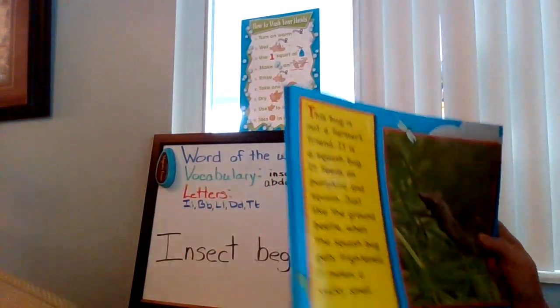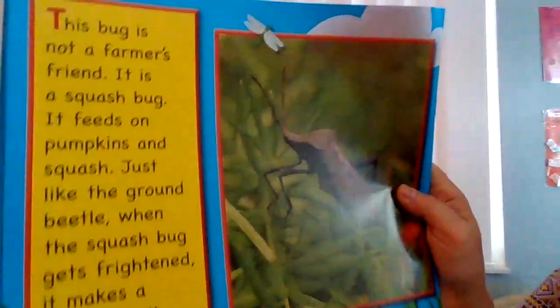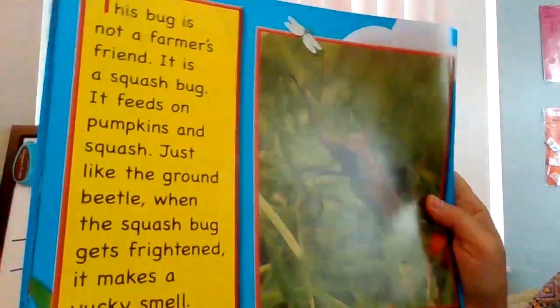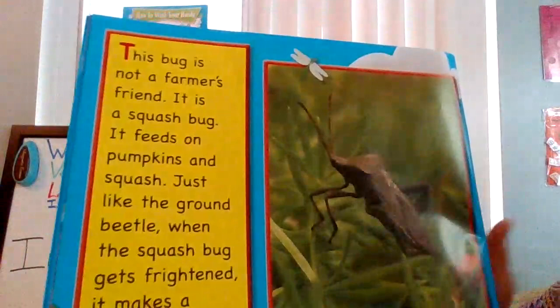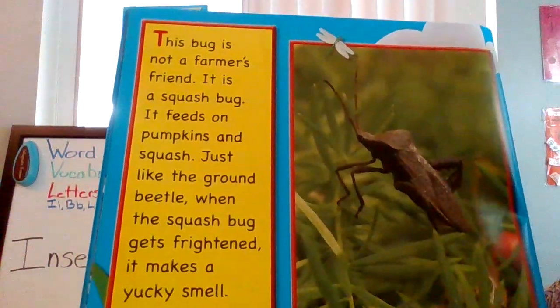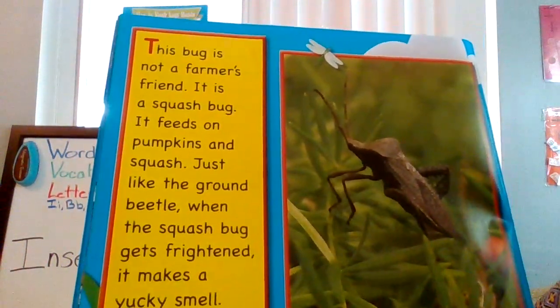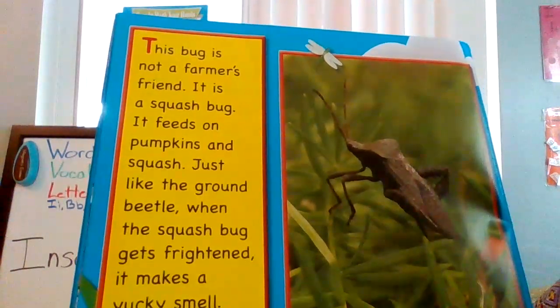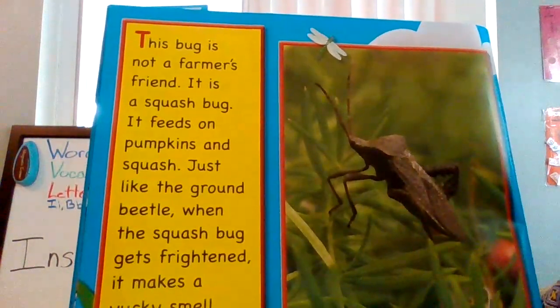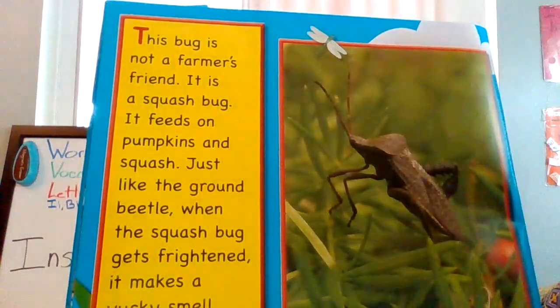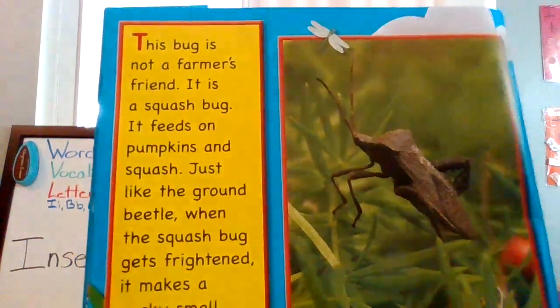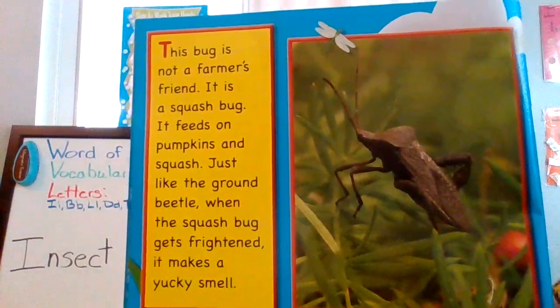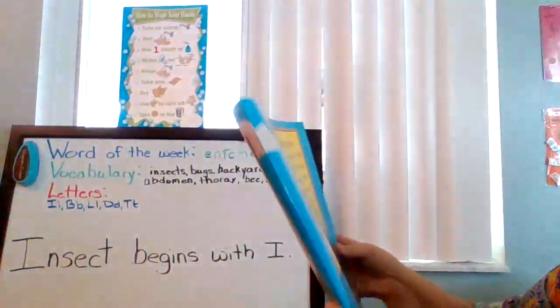This bug, can you see it? This bug is not a farmer's friend. It is a squash bug. It feeds on pumpkins and squash. Just like the ground beetle, when the squash bug gets frightened, it makes a yucky smell. Ew. Hold your nose.